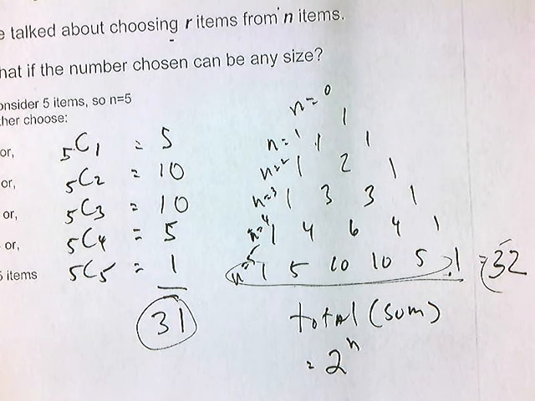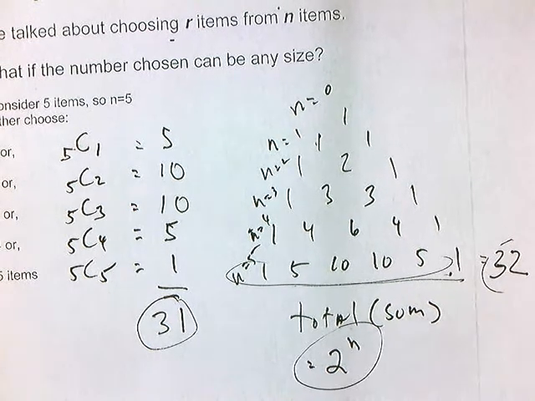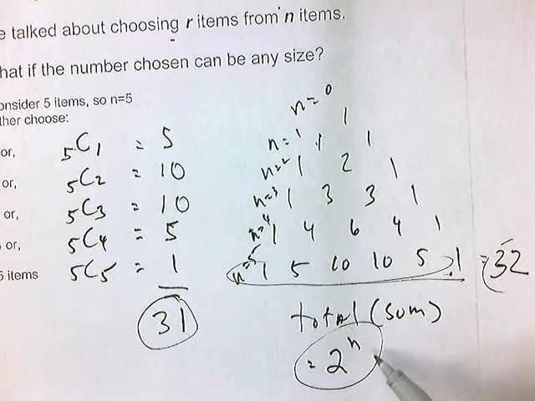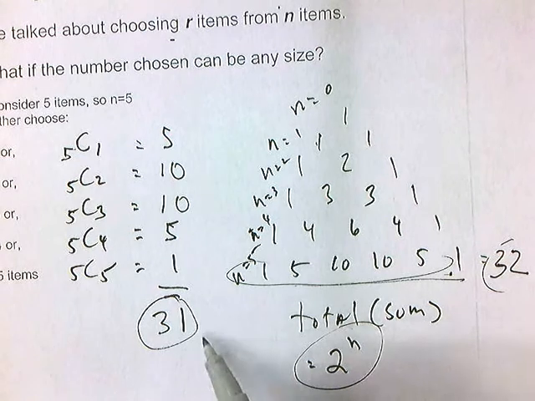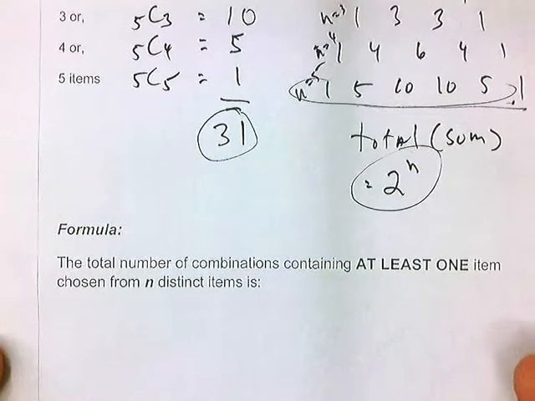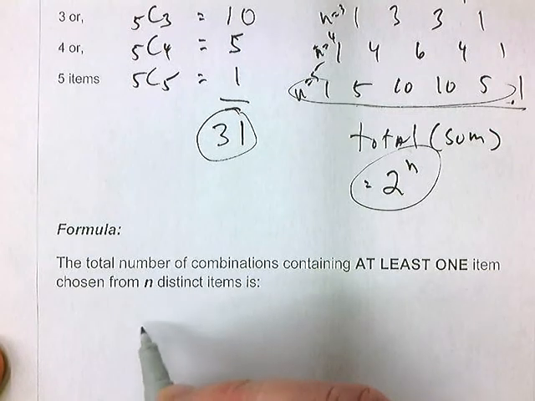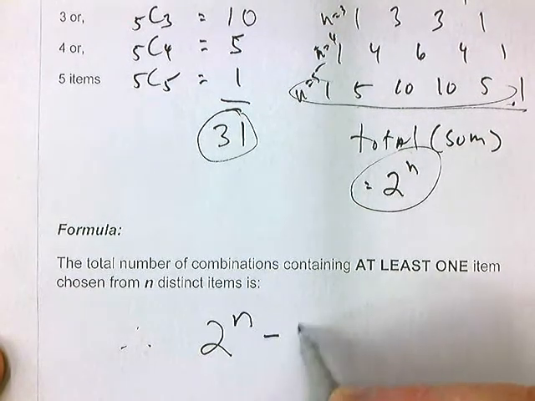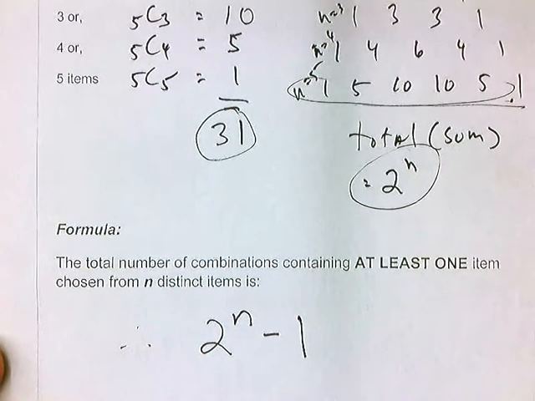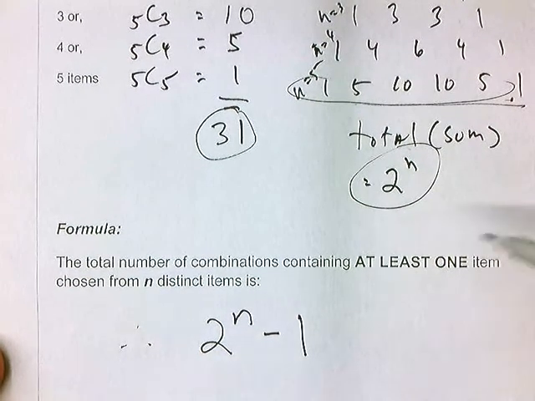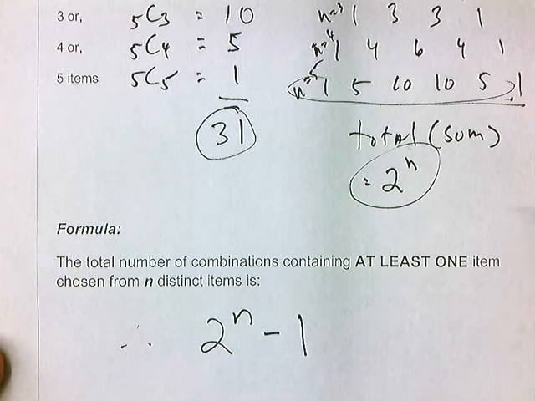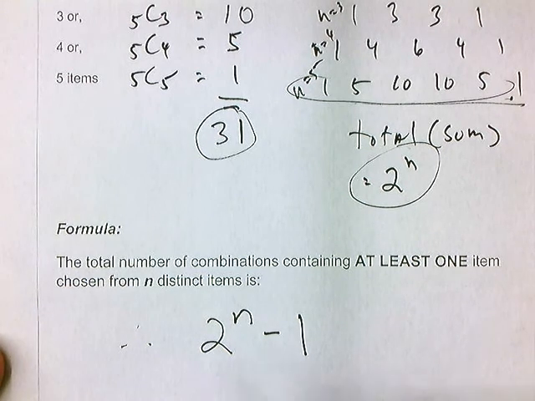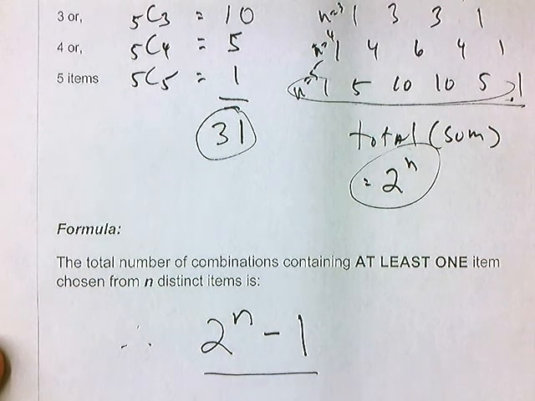So there's a formula that we can use. If we don't know that the total for that nth row is 2 to the n, and the difference is 1, well, then the general formula we can write for this is just given by 2 to the n minus 1. The total number of combinations with at least one item chosen from n distinct items is equivalent to this.